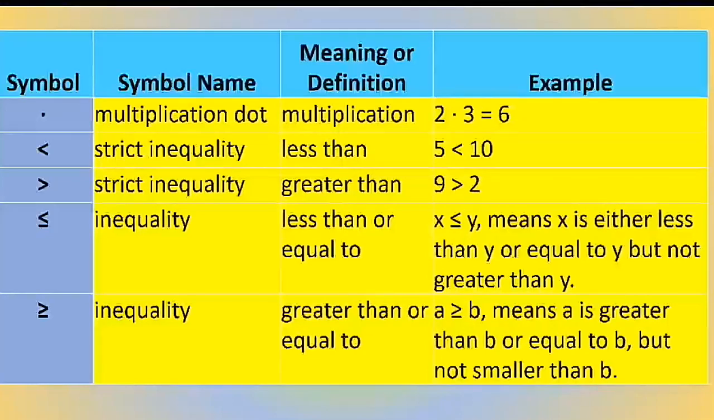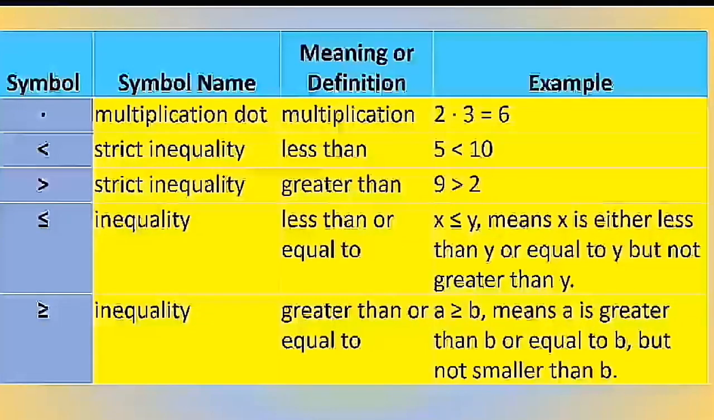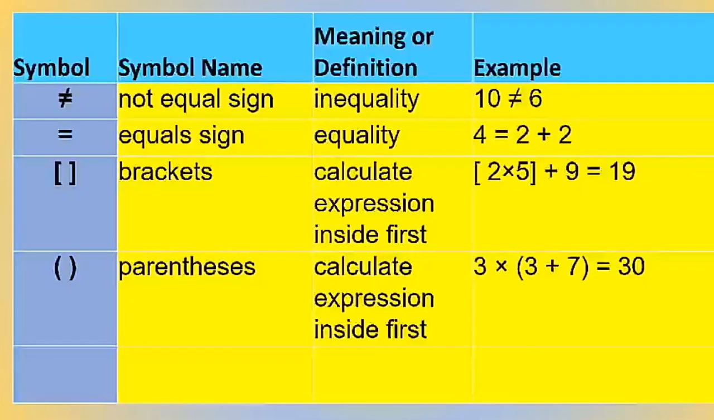The fourth symbol over here, inequality, which means less than or equal to. Example: x is less than or equal to y means x is either less than y or equal to y but not greater than y. Then is inequality again, which means the greater than or equal to symbol. A is greater than or equal to B means A is greater than B or equal to B but not smaller than B.